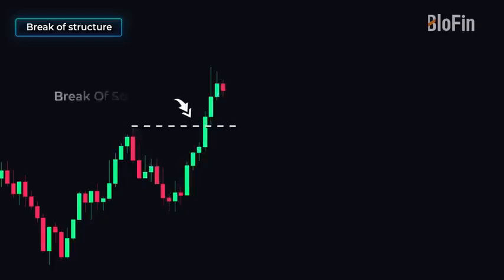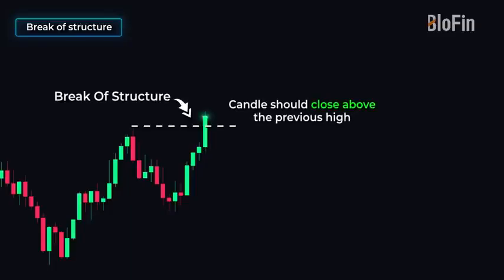So this becomes our break of structure. Now, it's important that you wait for a candle to actually close above the previous highs for it to count as a break of structure. So wicks alone don't count.